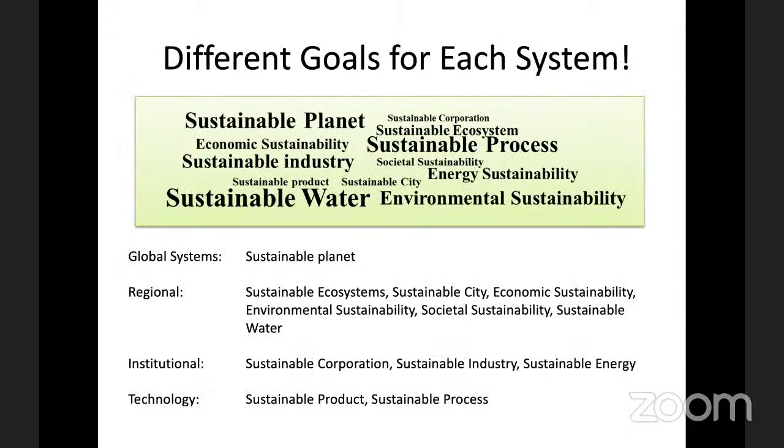So different goals exist for different systems. Global systems lead to a sustainable planet. Regional systems lead to sustainable ecosystems, sustainable cities, economic sustainability, environmental sustainability, societal sustainability, and sustainable water. Institutional sustainability means we have sustainable corporations, industries, sustainable energy industries, and technological sustainability leads to sustainable products and sustainable processes.